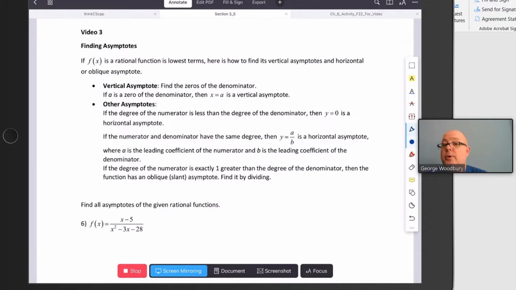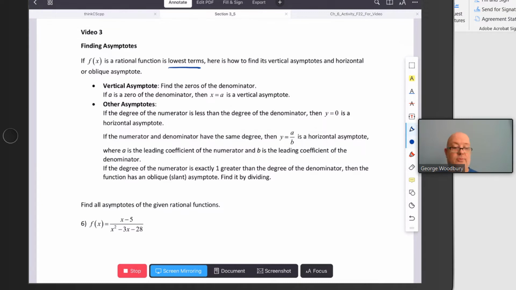Hi, I'm George Woodbury from College of the Sequoias in Visalia, California, and in this video we're going to talk about how to find the asymptotes for a general rational function. So if we have a function that's in lowest terms, and that is important that the function is in lowest terms, we'll talk about how to find its vertical asymptotes and whatever other types of asymptotes it might have.